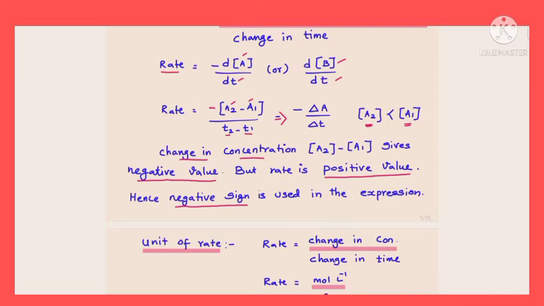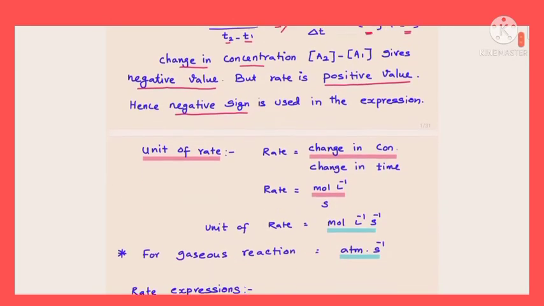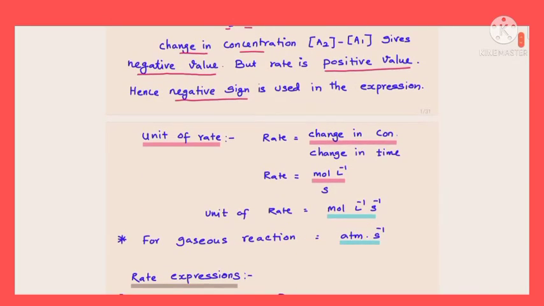Then let us see what is the unit of rate. The rate is nothing but change in concentration divided by change in time, which means in the numerator we have a concentration term and in the denominator a time term, isn't it? The unit of concentration is mole per liter. Unit of time is second.